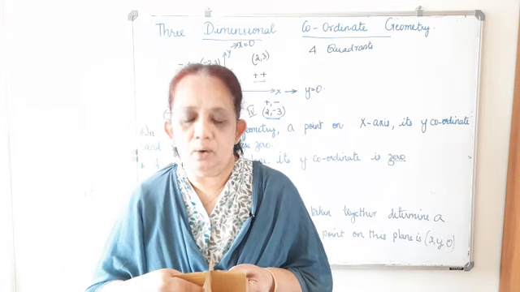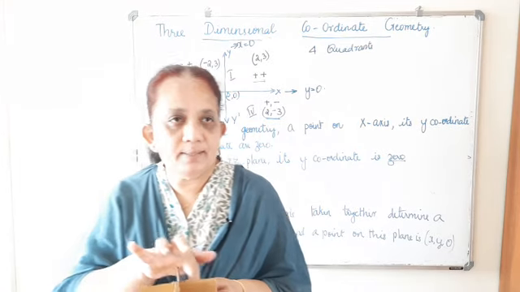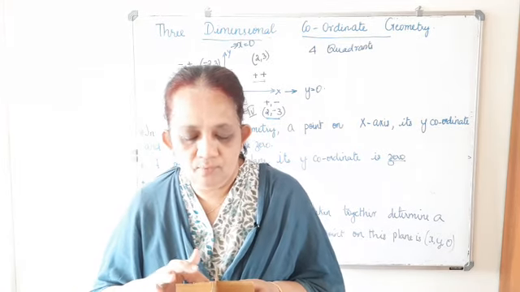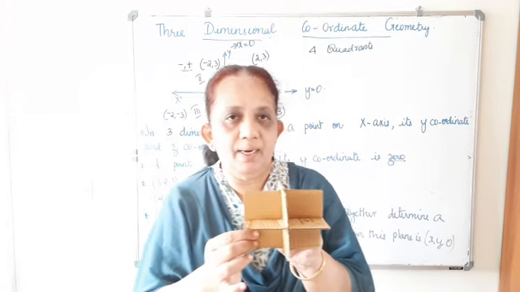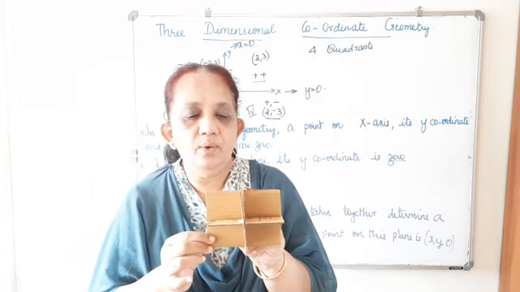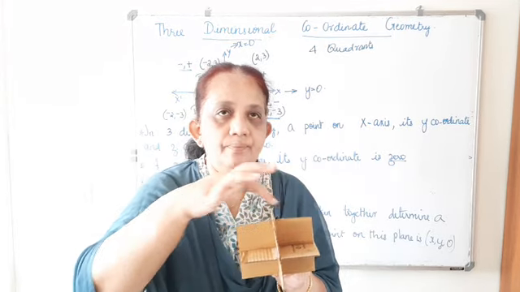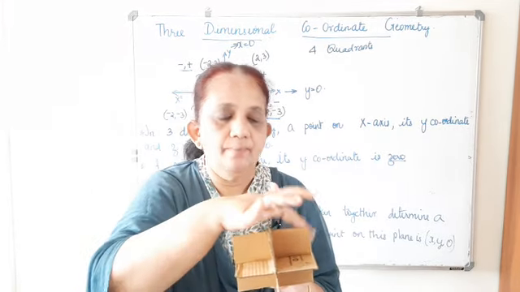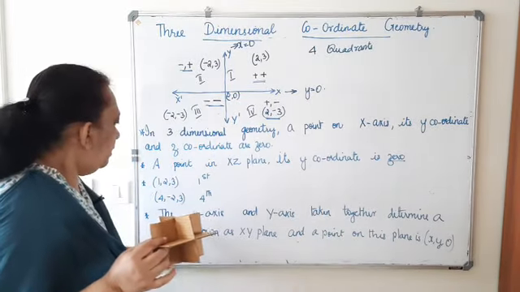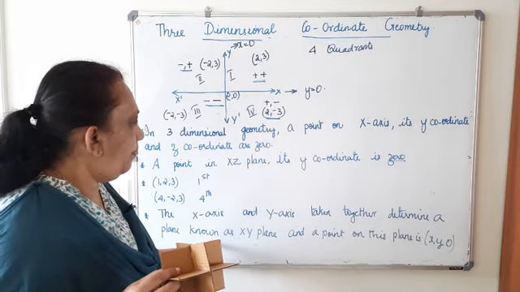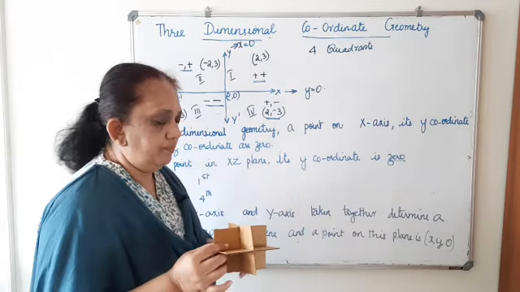0, 0, 0. Now, when you consider the axes XOX dash, YOY dash, ZOZ dash, this is the three-dimensional coordinate system. And when you consider XOX dash, the y coordinate and z coordinate are equal to 0. A point in the xz plane has y coordinate 0.